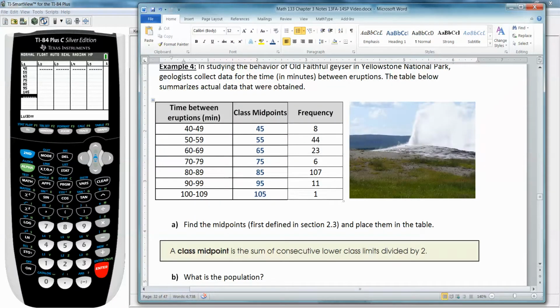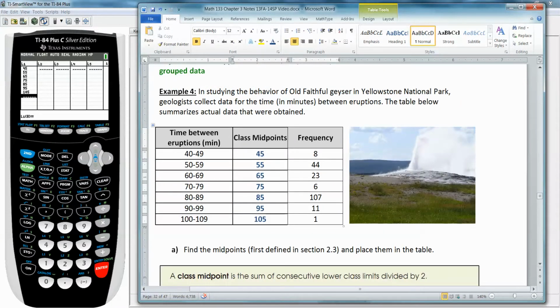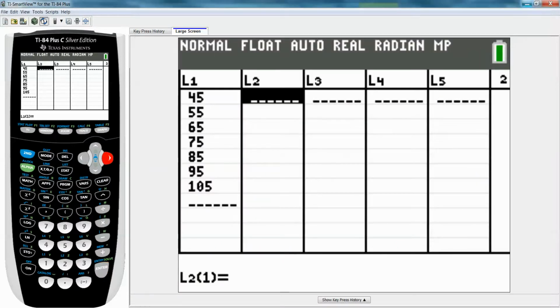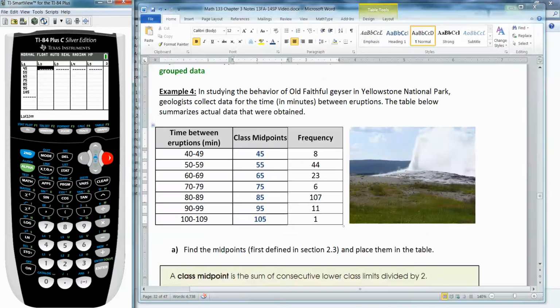And then what you want to know is, on average, how long are you having to wait? This is the time between eruptions, how long you have to sit there and wait between the eruption and the next eruption. So what you want to do is go in here and enter those other values. So 8 times, they'd only have to wait around 45 minutes. 44 times, you'd have to wait around 55 minutes. 23 times, you'd have to wait around 65 minutes, and so on.